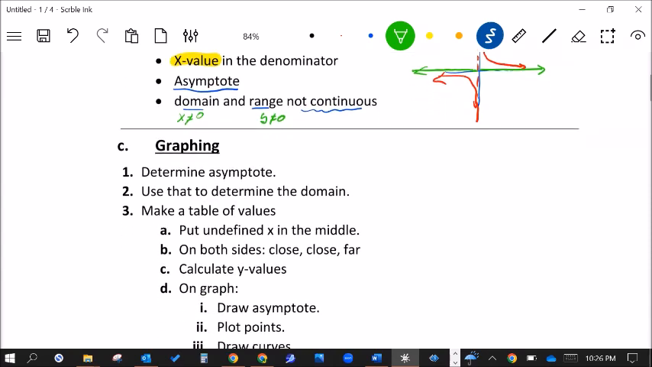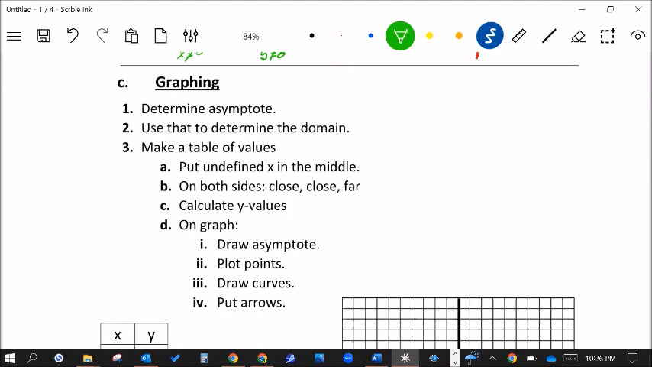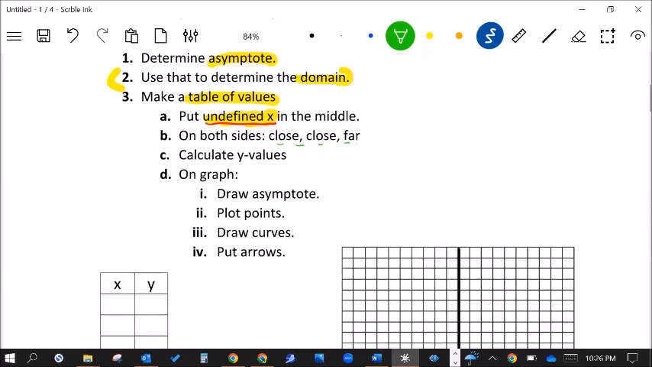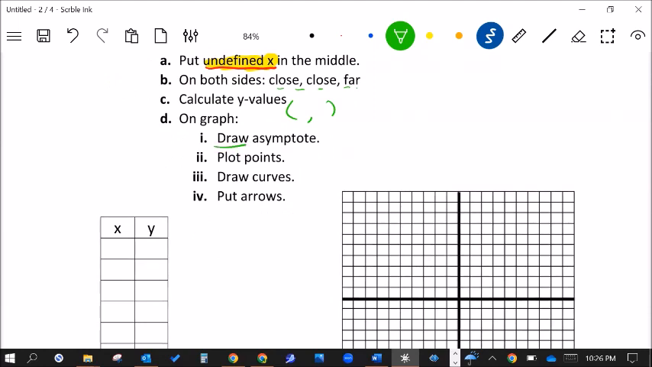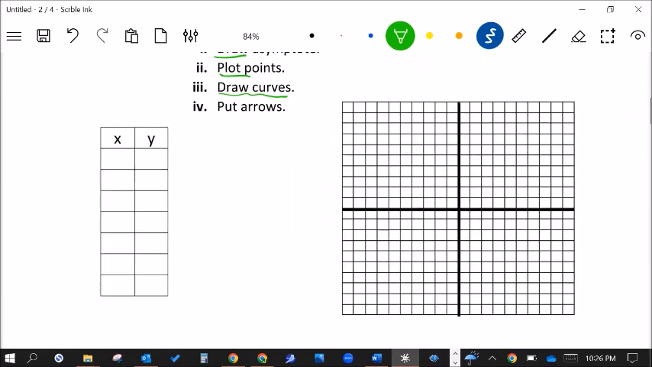Now, these are the steps for graphing it. So you find the asymptote, use that to determine the domain, and you don't actually need to do that in order to graph it, but it's there. You make a table of values with x in the middle, the undefined x. That's important there. And then you find 3 points one way and 3 points the other: close, close, far, and close, close, far. Find the y values, and that gives you the points. You draw the asymptote, plot those points, and then you draw the curves with it and put arrows to finish it. Let's do this one as an example.